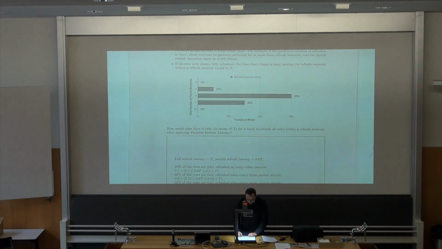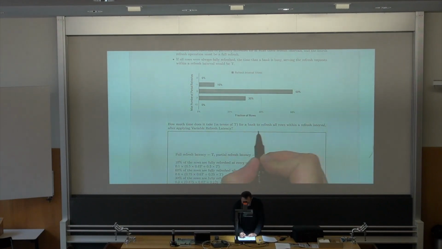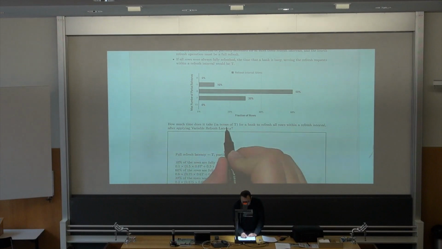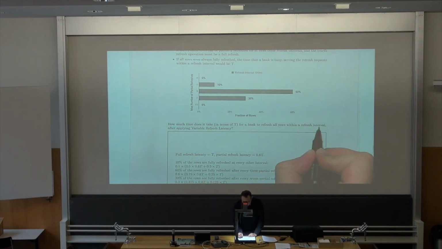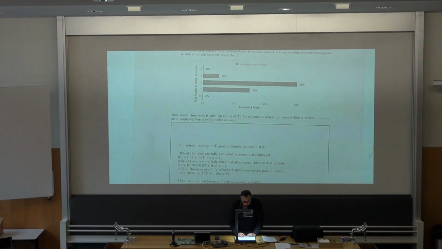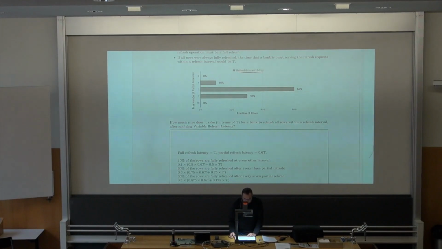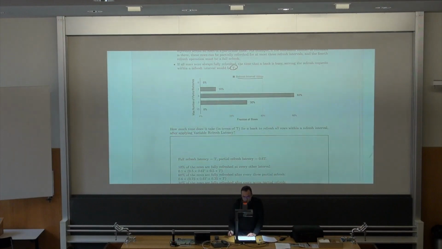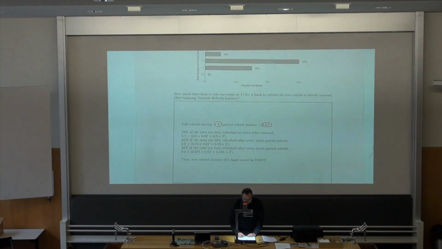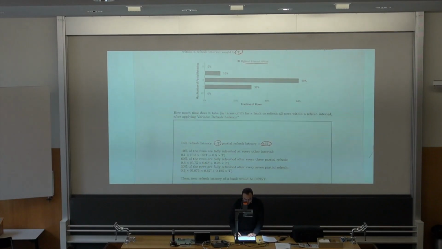And here, what we need to calculate is how much time it takes for a bank to refresh all rows within a refresh interval, right? So here we only have one single refresh interval, which is 64 milliseconds. And our full refresh latency is described as T, and the partial refresh is 0.60, 60% of that, right? Okay, so what we do here is actually just multiply and add them up.